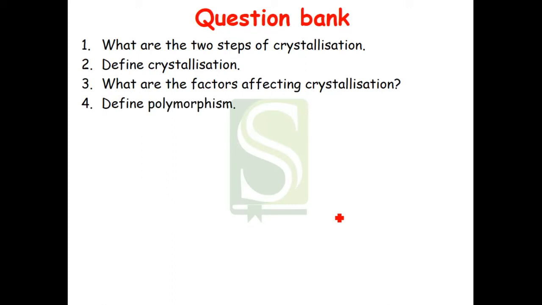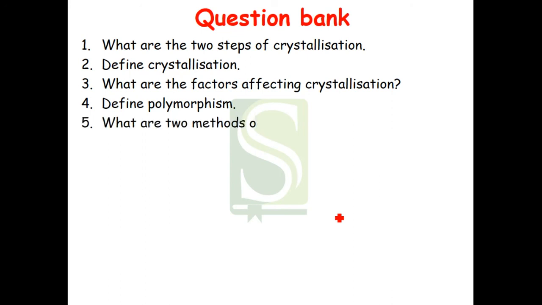Polymorphism means the particle has the same chemical structure, but the arrangement of the atoms in the different polymorphs is different. And as the arrangement of the molecules or atoms is different, one polymorph has physical characteristics different from the other polymorph.